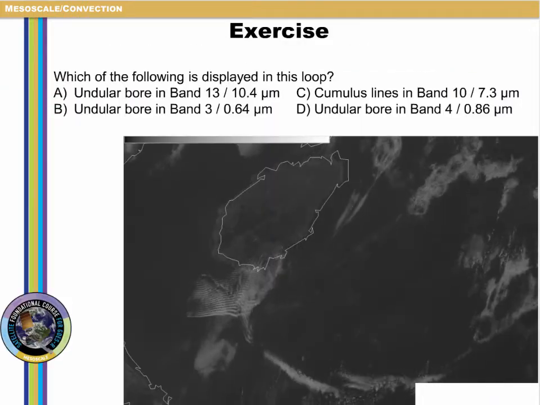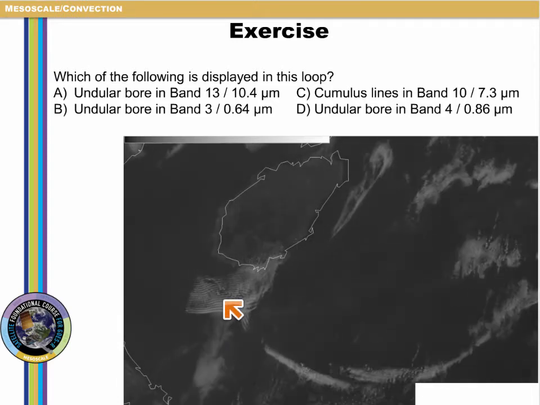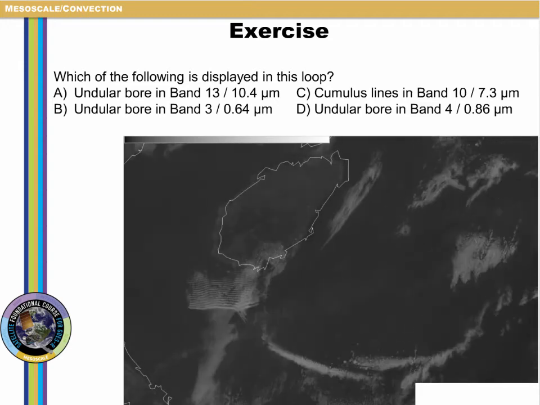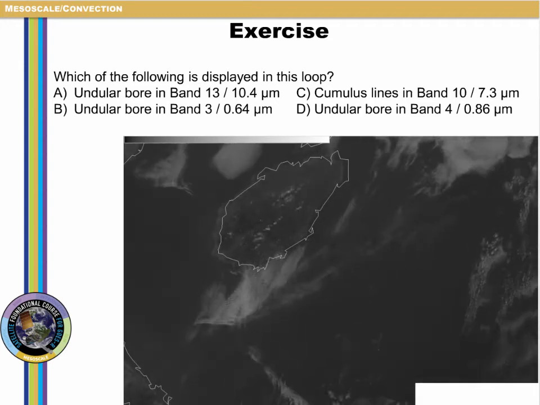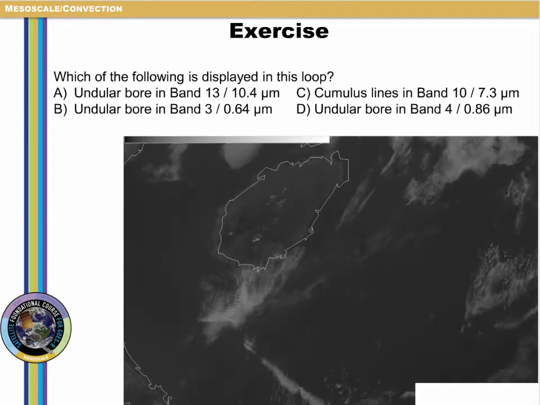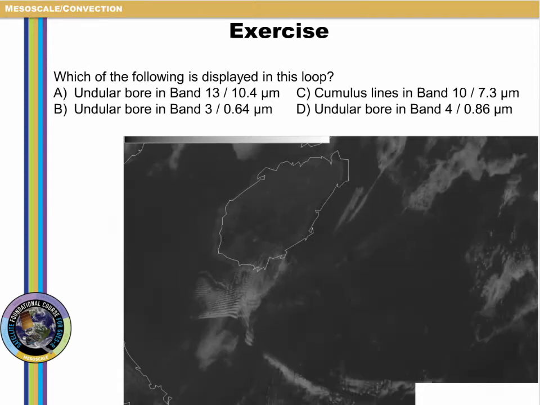Time for an interactive exercise. This pertains to the clouds we see over this region. Which of the following are displayed? The answers are either an undular bore or cumulus lines, and also we're asking which wavelength we're looking at. So I'll give you some time to think about this, and we'll look at the answer in the next slide.